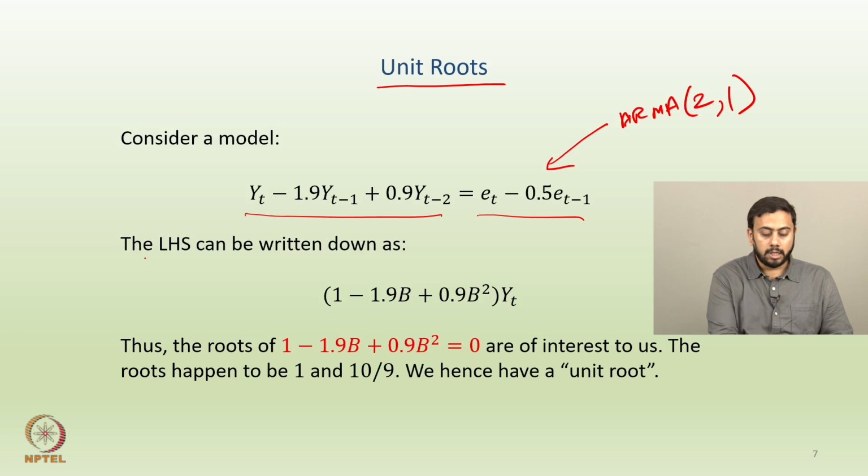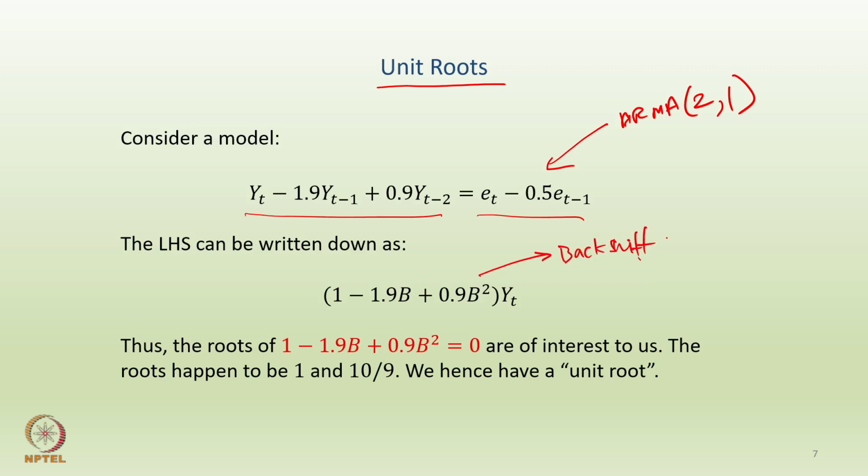Now, if you focus on the left hand side of the above equation, what do you observe? I can write down the equation in this polynomial structure. Again, what exactly is B here? B is nothing but the backshift operator. If you operate B on yt, this gives you yt minus 1. So, B is the typical backshift operator which we studied in one of the previous lectures.